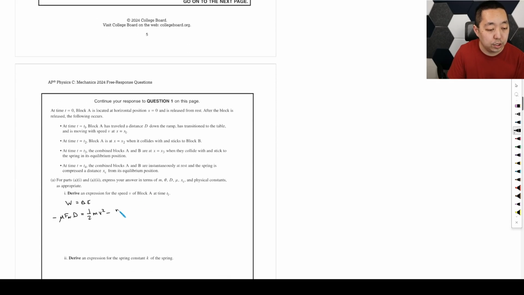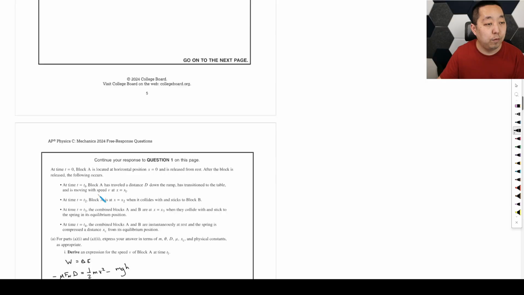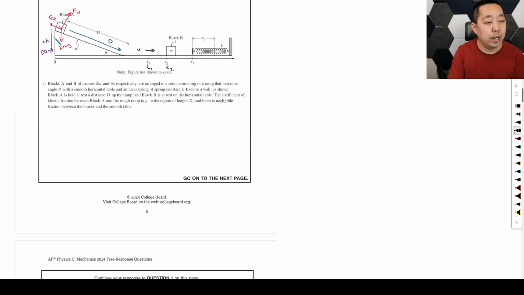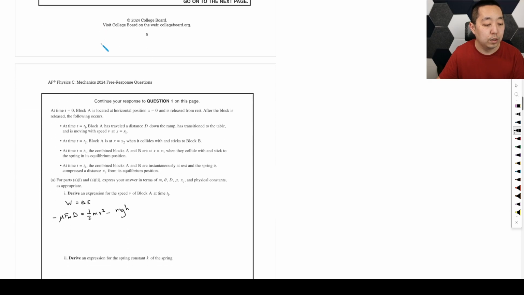Minus mgh. Now the normal force, because in the y direction it's not accelerating, the normal force is going to equal 2mg cosine theta, right? That's the normal force there. So then this is going to be negative mu 2mg cosine theta times d equals 1/2 times 2m v squared minus 2m g d sine theta.